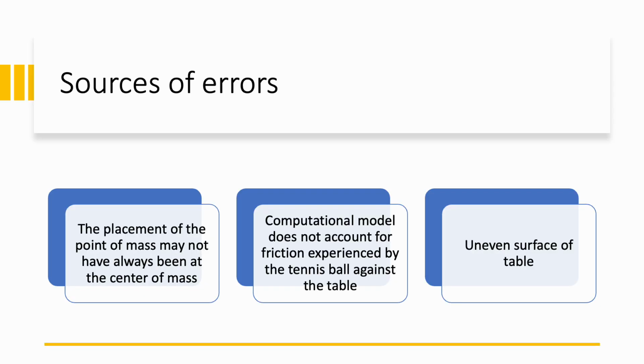The reasons for why the lines diverge towards the end could be that the placement of the point of mass may not have always been at the center of mass of the tennis ball. The computational model does not account for the friction experienced by the tennis ball against the table. And finally, we also do not account for the uneven surface of the table.